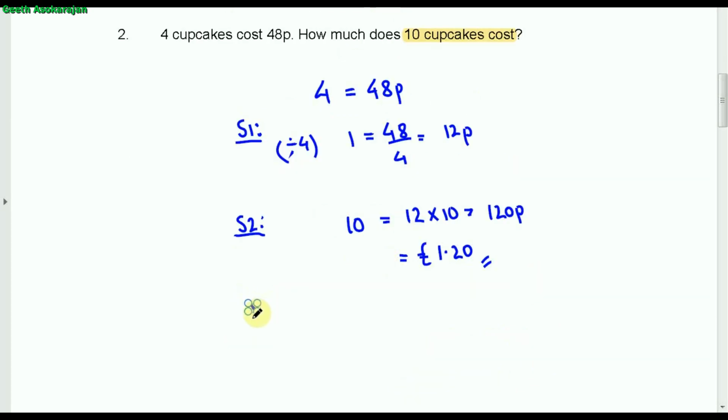Right, and let's have a closing line to this problem. So therefore, 10 cupcakes cost £1.20, and then we're done.